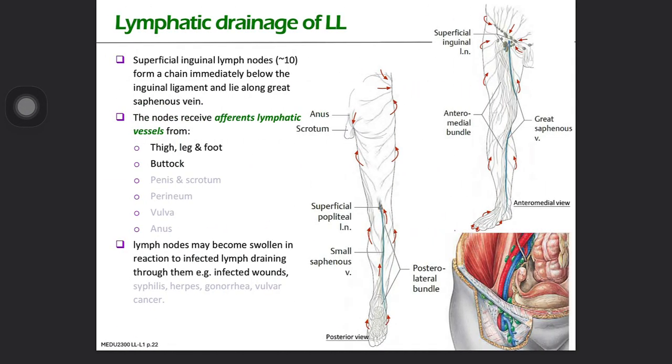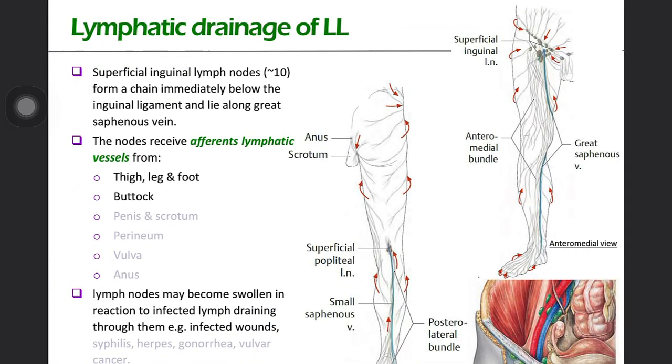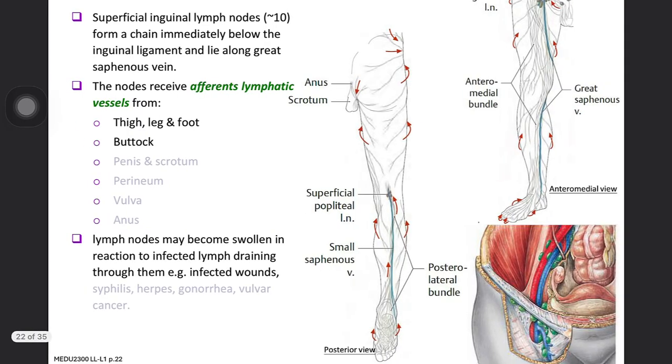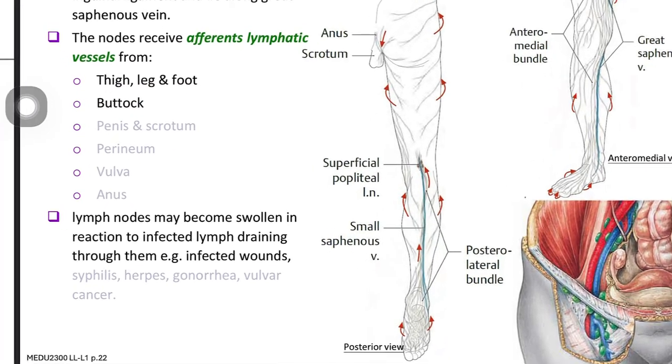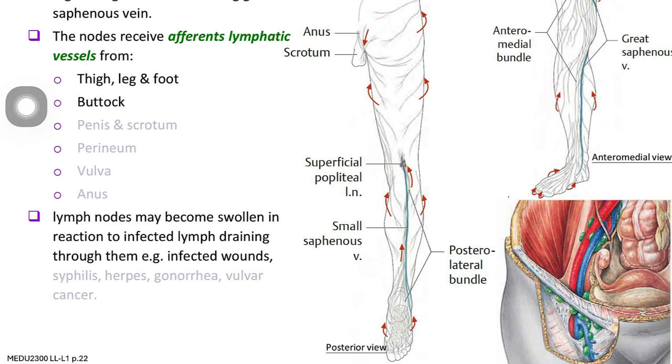The superficial inguinal nodes here, we have about 10. They form a chain immediately below the inguinal ligament and lie along the great saphenous vein. So these nodes receive lymphatic drainage from various structures: the thigh, the leg, the foot, and also the buttock. So why did I grade all these? Because these were covered by Dr. Wei already. So that's why I put it there.